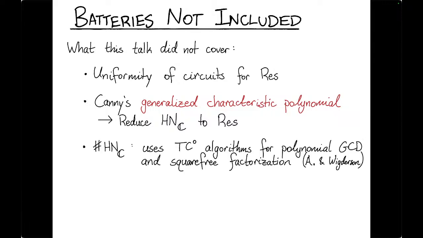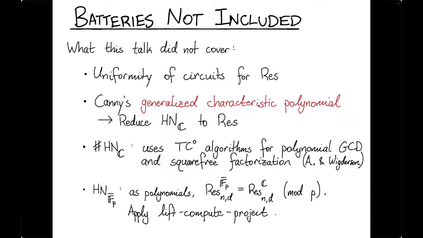How do we solve the counting version? Well, here you need TC0 circuits, so constant depth threshold circuits, to compute things like polynomial GCD and square-free factorization, which thankfully was already done for us in prior work. So that was not so bad.